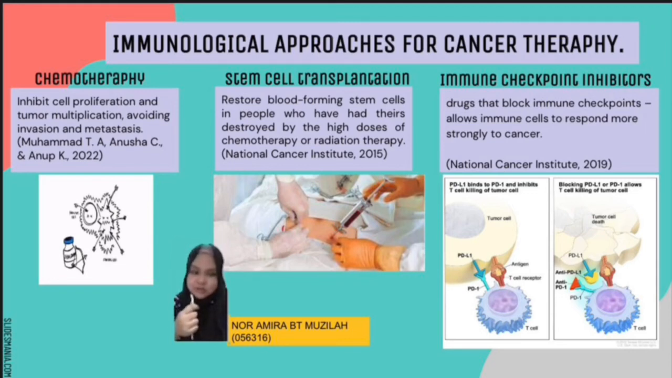Third approach is immune checkpoint inhibitors. This is a drug that blocks immune checkpoints. These checkpoints are a normal part of the immune system and keep immune responses from being too strong. By blocking them, this drug allows immune cells to respond more strongly to cancer. The mechanism of action of this drug is shown below.